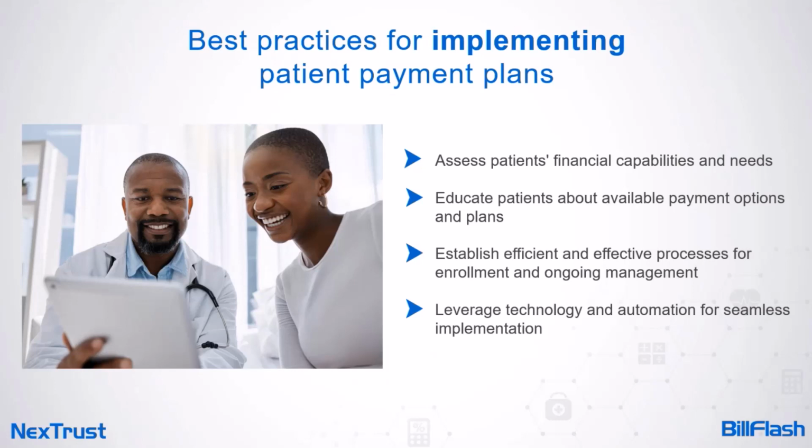So I know that as you look at these bullet points, you're like, Peter, aren't these the things we just talked about? Yeah, they are. But I just want to reiterate them and go over them again because repetition is key in this, right? We need to assess the patient's financial capabilities and needs. Are they going to be able to deliver on it? We need to educate the patients about available payment options and plans. It's that communication and transparency we talked about.